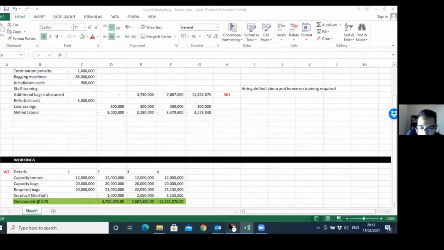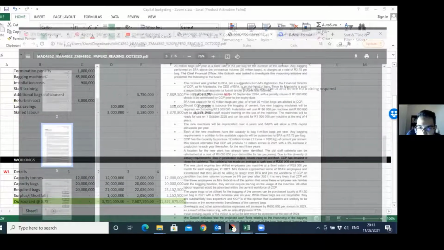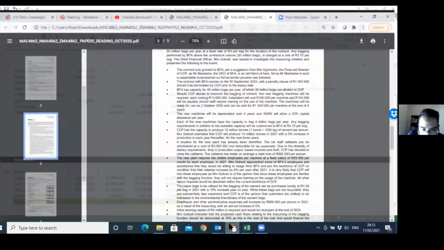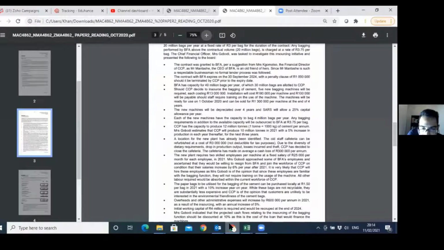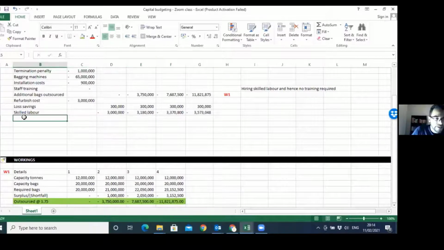Now we go on. Did I miss something? Yeah, I missed something. I'll come back to what I missed. The paper bags utilized for the bagging of the cement can be purchased locally at R1.50 per bag in 2021 with a 10% increase year on year. While these bags are not recyclable, okay, we read that. So let's move on. So bags, okay, cement bags.